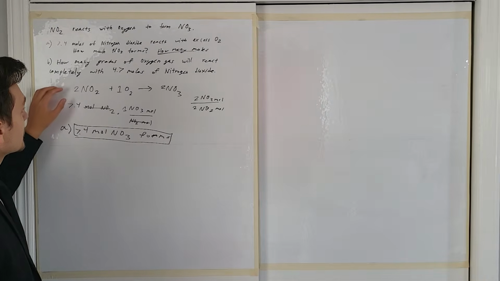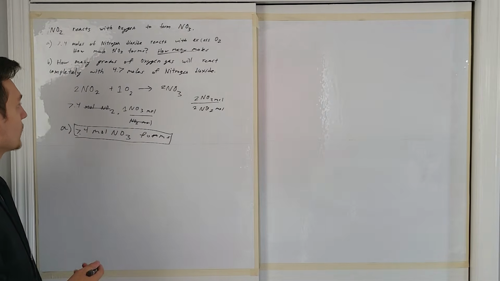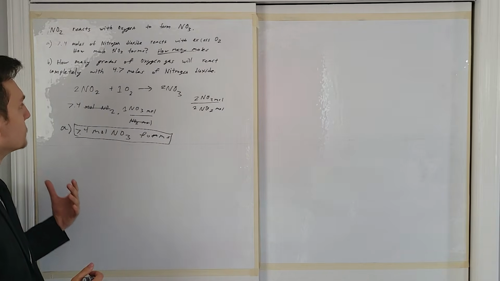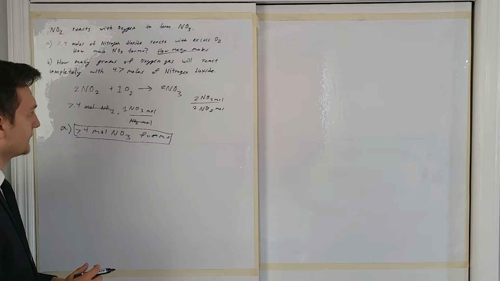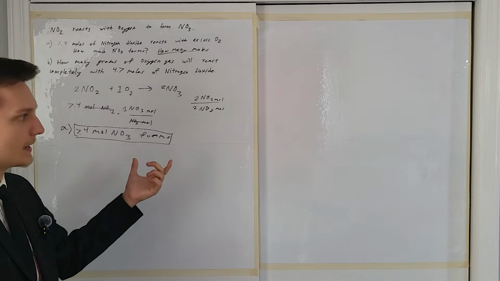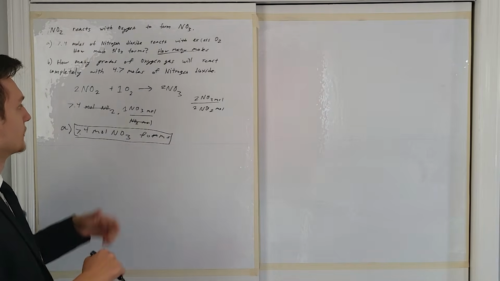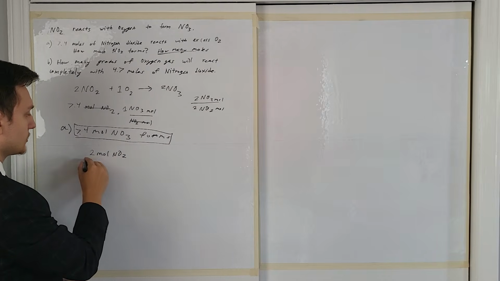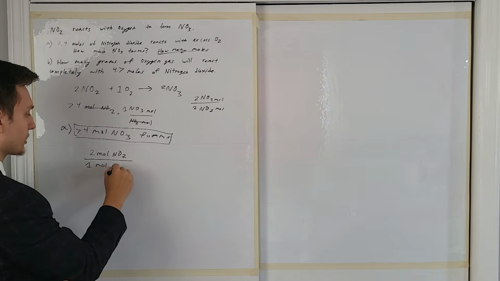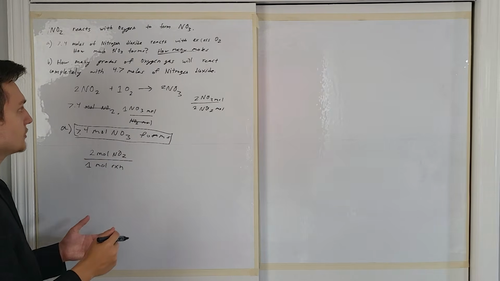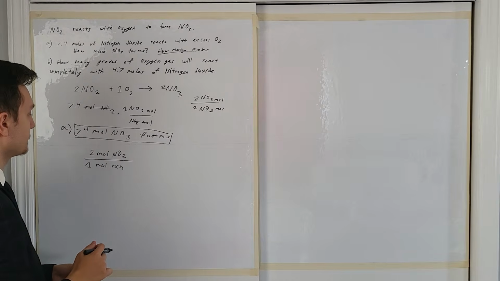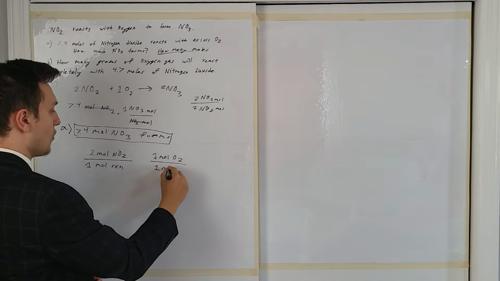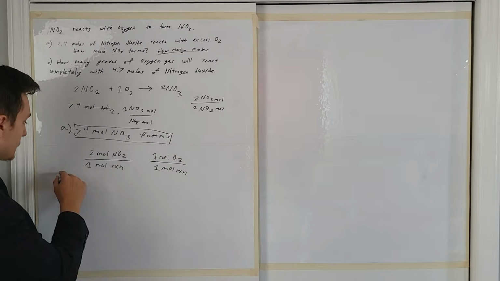Okay, so I have 4.7 moles of nitrogen dioxide. So what I'm going to do here is convert moles of nitrogen dioxide into moles of reaction. Okay, that means every time the reaction runs, it's called 1 mole of reaction. So 2 moles of NO2 are consumed for every 1 mole of reaction. 2 moles of NO2 are consumed every time the reaction runs, okay? And 1 mole of oxygen is consumed every time 1 mole of reaction runs, okay?